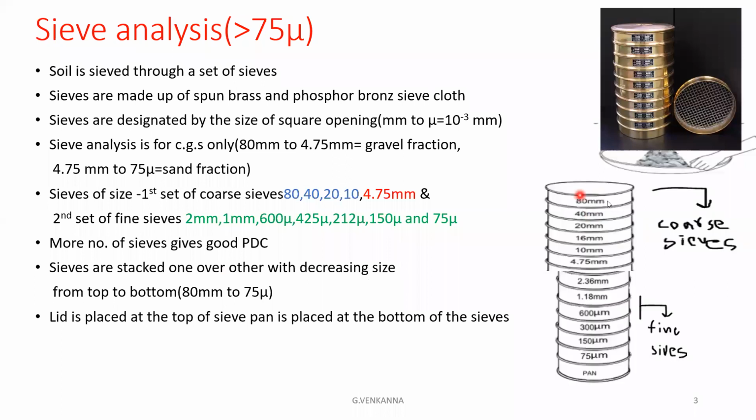On the top of this we provide a lid, and at the bottom we provide a pan. So these are all called fine sieves. These are all coarse sieves. So fine sieves start from 2.36 or 2 mm to 75 micron. So these are our fine sieves. Above all are coarse sieves.